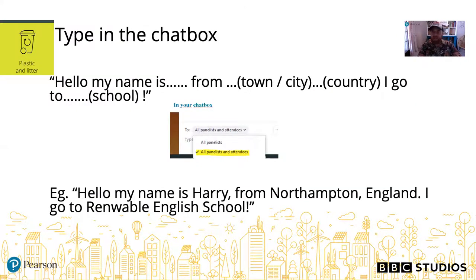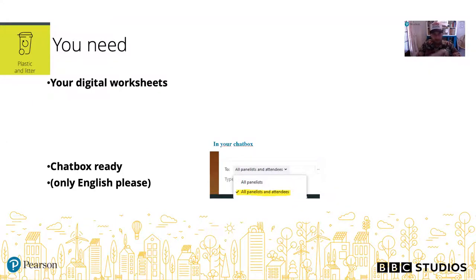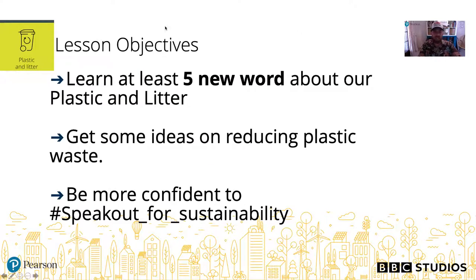Today, we're going to talk all about plastic and litter. And we've got Igor from the Gazprom School. So the worksheets and your chat box are what you're going to need. And remember, in the chat box, let's go for only English. So today, I want to learn five new words about plastic and litter. We're going to get some ideas about how to reduce plastic waste. And most importantly, we're going to be more confident to speak out for sustainability.